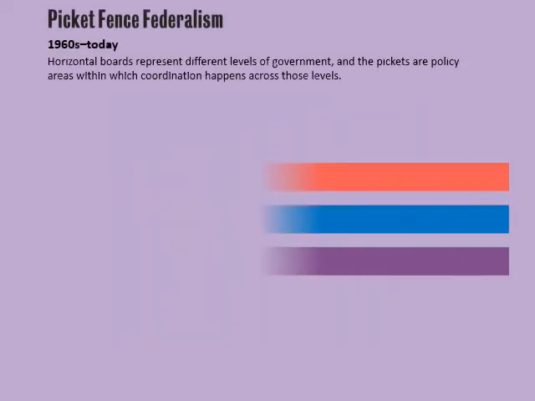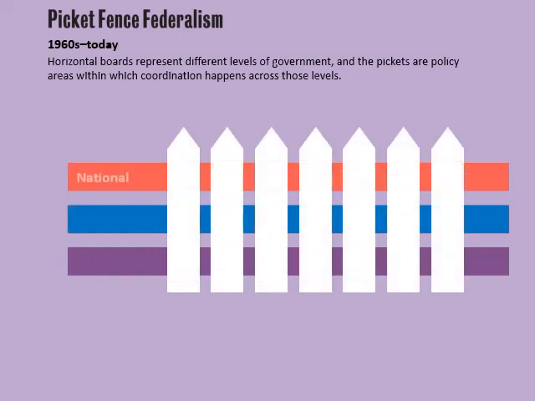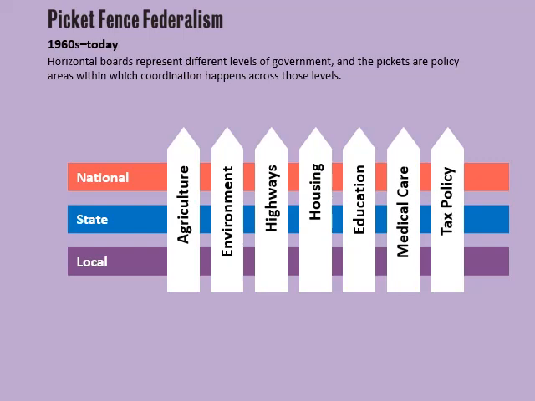Picket fence federalism. Horizontal boards represent different levels of government. Pickets are policy areas within which coordination happens across those levels. So your pickets are agriculture, environment, highways, housing, education, medical care, tax policy, and so forth. You can have a variety of these pickets. And then your posts are at the national level, state level, and local level. So there's a lot of interaction.